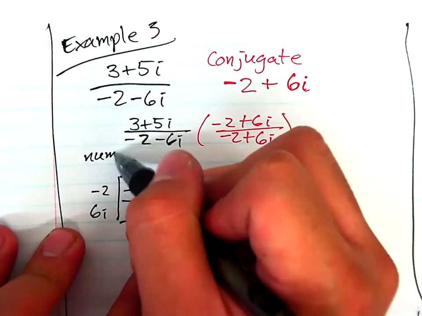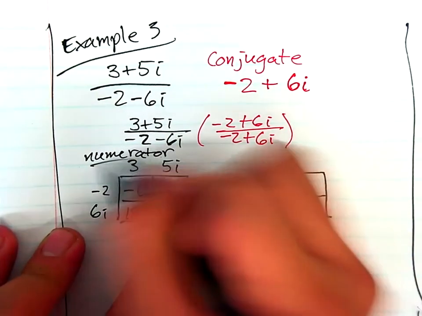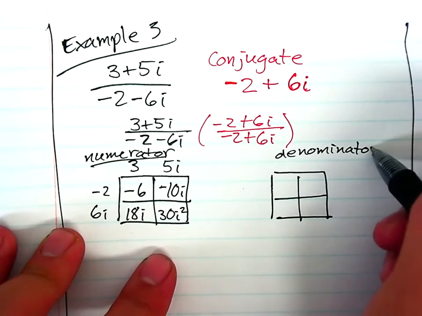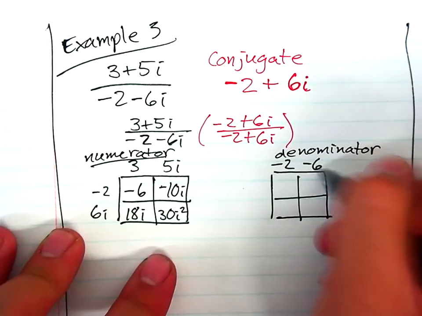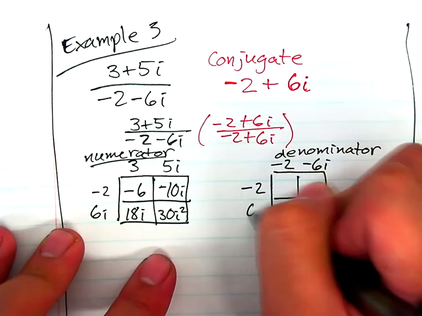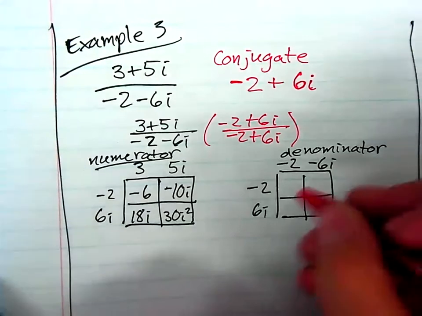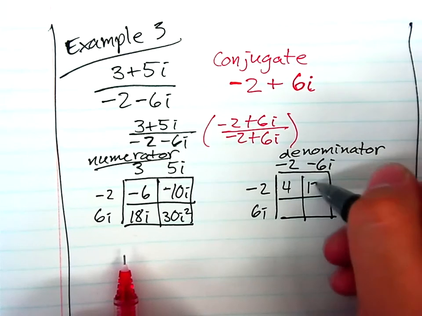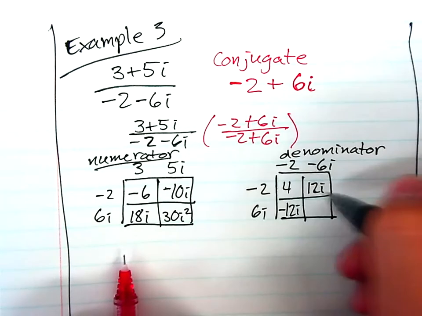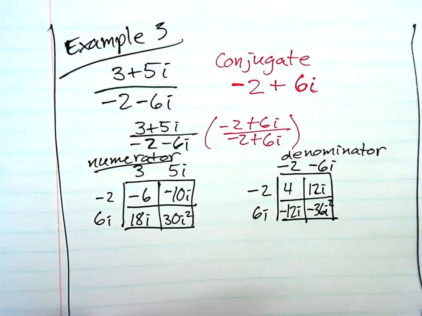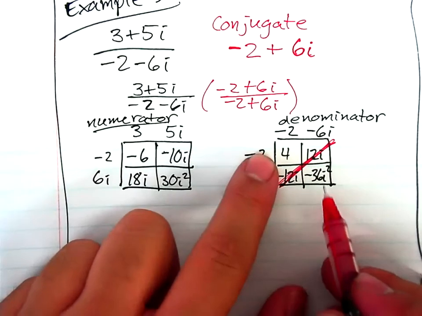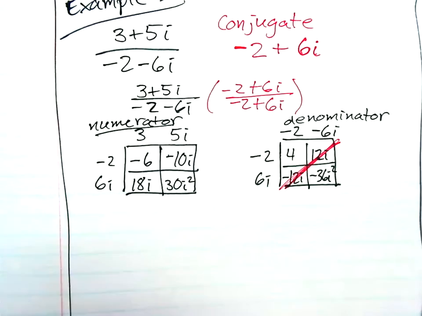So there's a numerator, and this is a denominator. Okay, so this one I have negative 2 minus 6i. Over here I have negative 2 plus 6i. The nice thing here is that when we multiply it, we're going to get some stuff that cancels out. So here I'll get 12i, here I'll get negative 12i, and here I get negative 36i squared. Okay? So in a very nice manner, these two cancel out, and we're going to see that these two will be like terms because our i squared becomes negative 1.